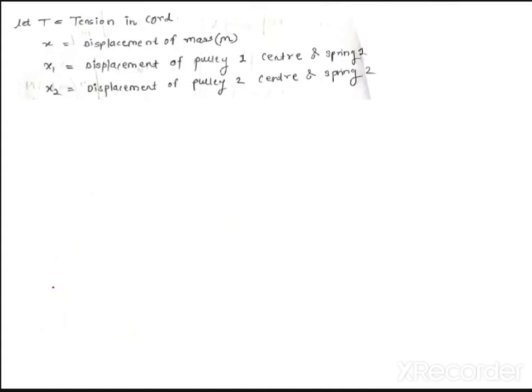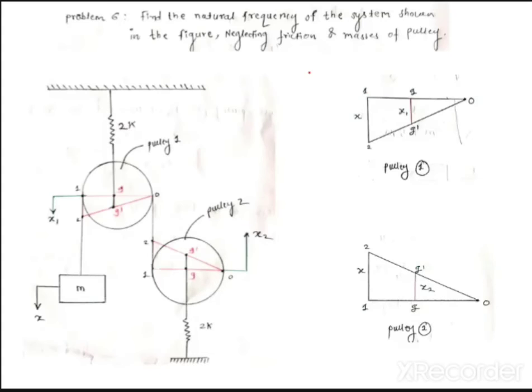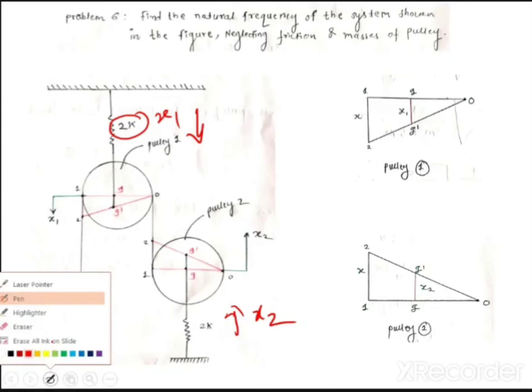So first of all, let P be the tension of the cord, X the displacement of mass M1, X1 the displacement of pulley 1 center, and spring 1. Yeah, this I forgot to tell. Now the spring 2K is attached to the pulley 1 center, so its displacement is X1 downward. ह्याचा displacement upward असणार आहे X2. कारण center connected आहे, बरोबर?